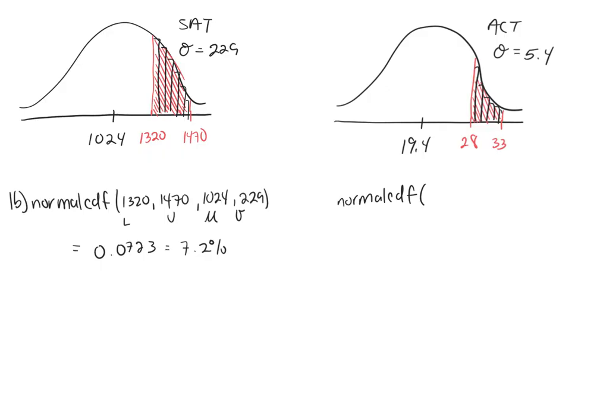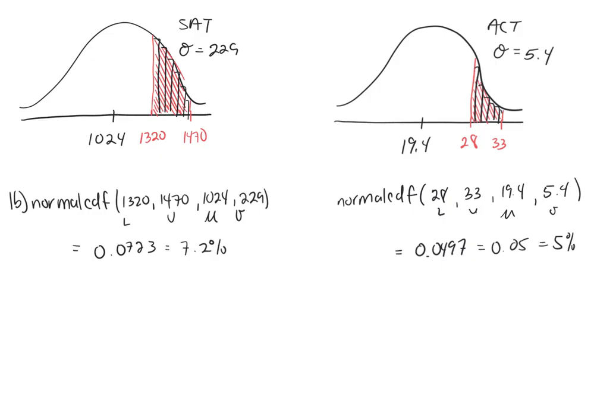And then now let's use normal CDF, put in our lower bound of 28, our upper bound of 33, our mean score of 19.4 with a standard deviation value of 5.4. Okay, pressing enter here, our calculator is going to give us approximately 0.0497, or we can round that to 0.05, or about 5%.